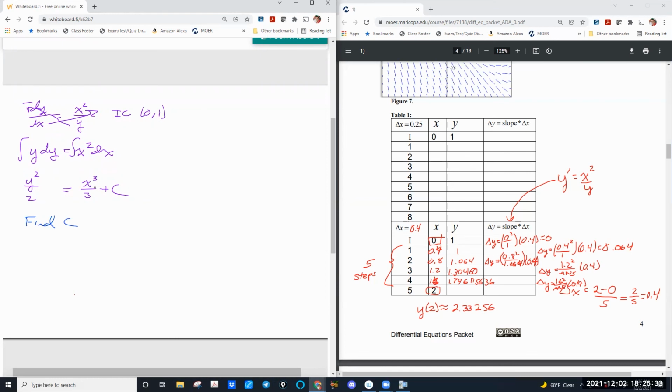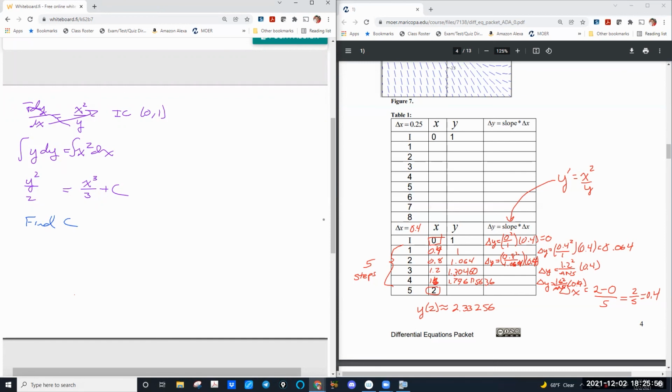Now, what I mean by finding c now, we know we need to solve for y. So you could solve for y first, then find c, or you can find c and then solve for y. It actually does not matter. As long as you do everything correctly, it'll come out fine. Sometimes it's easier to find the constant first. Sometimes it's easier to find it later.